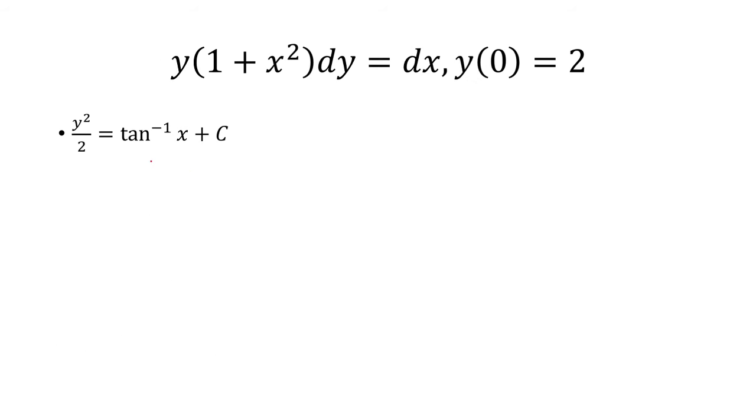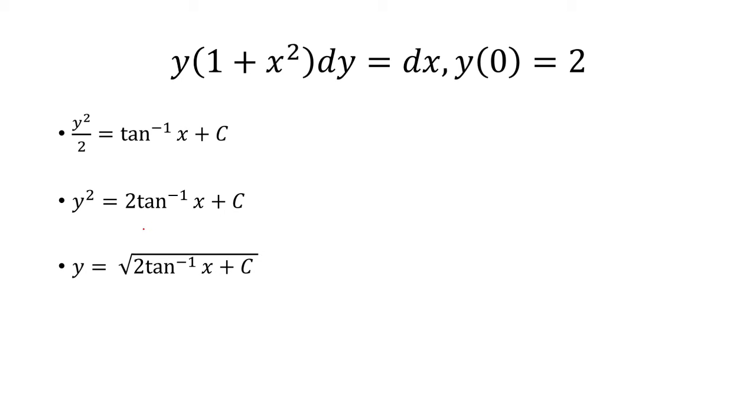My goal is to solve for y, so let's multiply both sides by 2. If I multiply 2 by the constant, I get another constant. So I'm just going to call that c. And now I can take the square root of both sides. Okay, so y is equal to the square root of 2 times inverse tangent of x plus c.